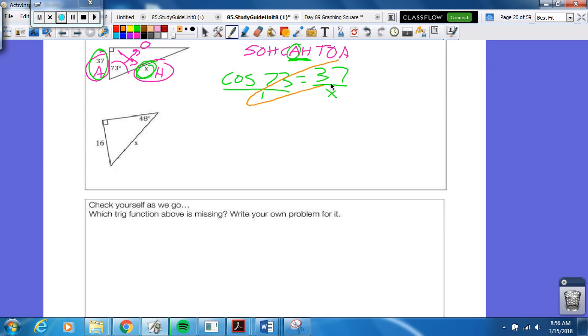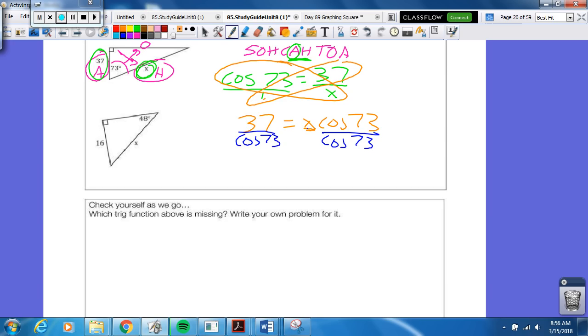So we're going to cross multiply here. 1 times 37 is 37. And right here I have x cosine 73. Okay, so I'm solving for x right here. So what is the opposite of multiplying by cosine of 73? Cosine of 73 is just a number. So I'm going to divide by cosine of 73 on both sides. So cosine of 73 divided by cosine of 73 is 1. And so I have x equals 37 over cosine 73.